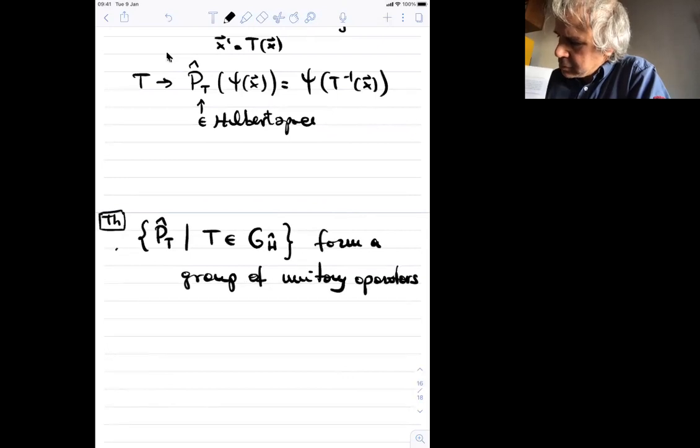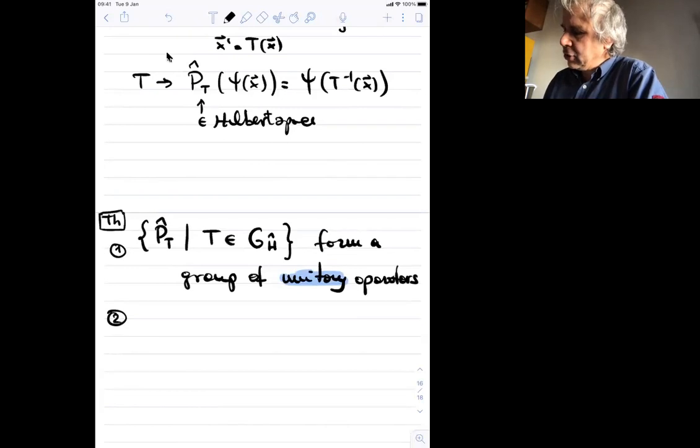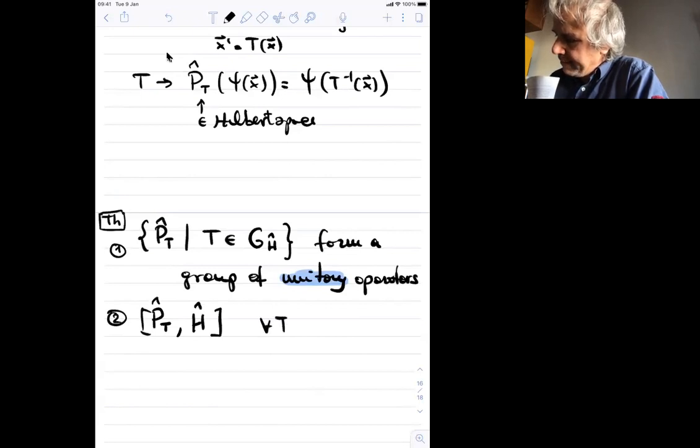First statement. This is kind of obvious. The fact that they form a group, since they tend to form groups in general, but in particular, I have told you that the symmetries of the Hamiltonian form themselves a group. So it's a very simple conclusion. And the fact that they are unitary, I showed to you before. Okay. So the only important part of this theorem is part 2, which tells you that P_T commutes with H, with the Hamiltonian, for all T belonging to the symmetry group of the Hamiltonian. So the commutator is 0. This is the important part of this theorem: the corresponding P_T commutes with H.